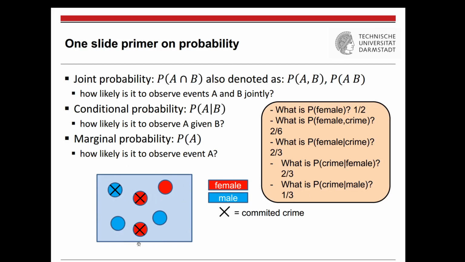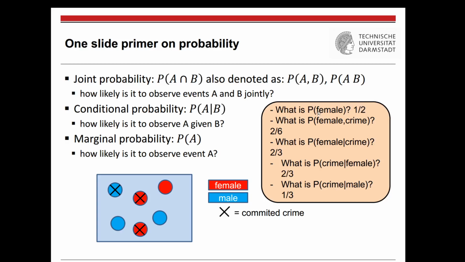Now let's look at some space of possible events. We have 1, 2, 3, 4, 5, 6 objects, in this case 6 humans, and some of them are females. The red ones are the females, the blue ones are the males, and some of them committed a crime and others did not. So let's calculate some probabilities. What is the probability that in this space someone is a female? We count all the females, so we have 3 females over 6 people in total. So in this space the probability is 1/2.